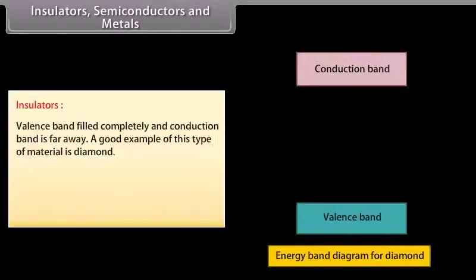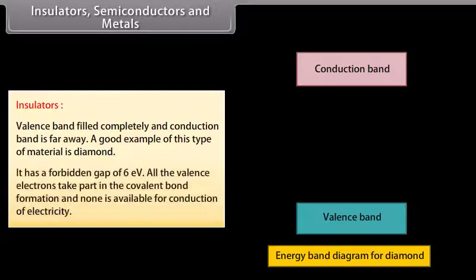Insulators. Valence band filled completely and conduction band is far away. A good example of this type of material is diamond. It has a forbidden gap of 6 electron volts. All the valence electrons take part in covalent bond formation and none is available for conduction of electricity.